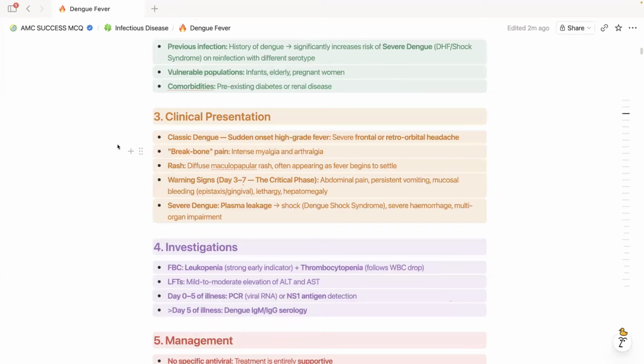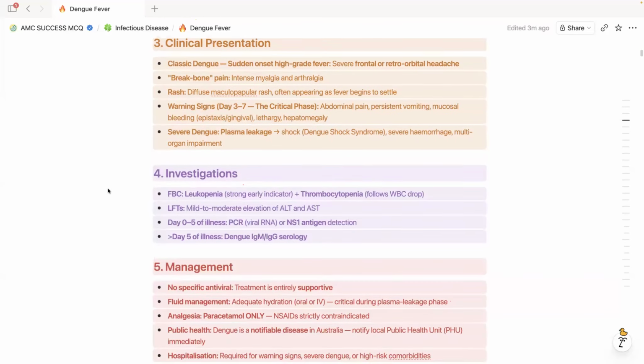The warning signs of dengue come on day 3 to 7, the critical phase, in which the patient will have abdominal pain, persistent vomiting, mucosal bleeding like epistaxis or gingival bleeding, lethargy, or hepatosplenomegaly. Also in severe dengue, plasma leakage would be there, which is the cause of shock. The patient will have dengue shock syndrome, and also severe hemorrhages and multi-organ impairment at this stage.